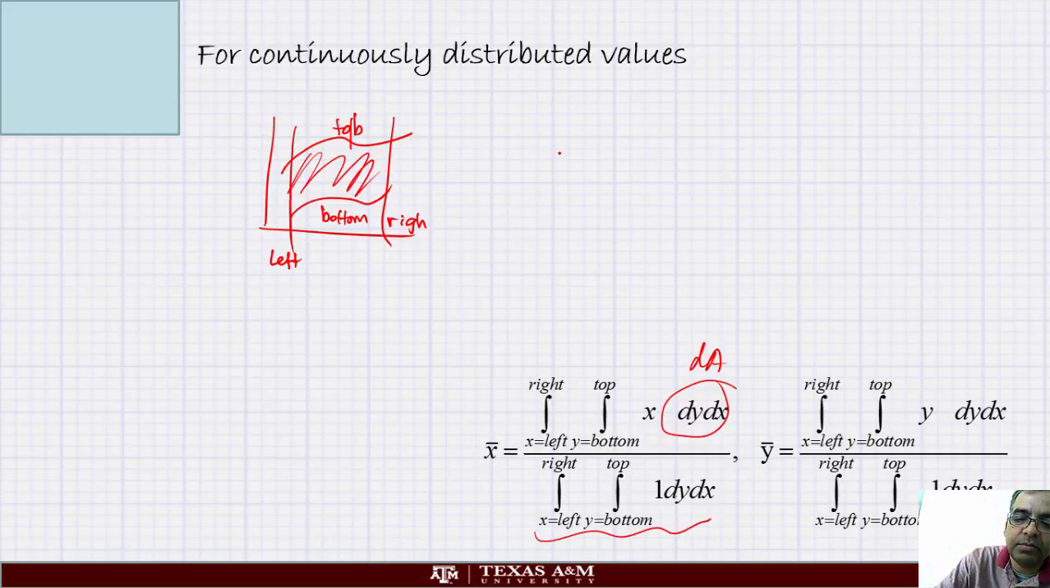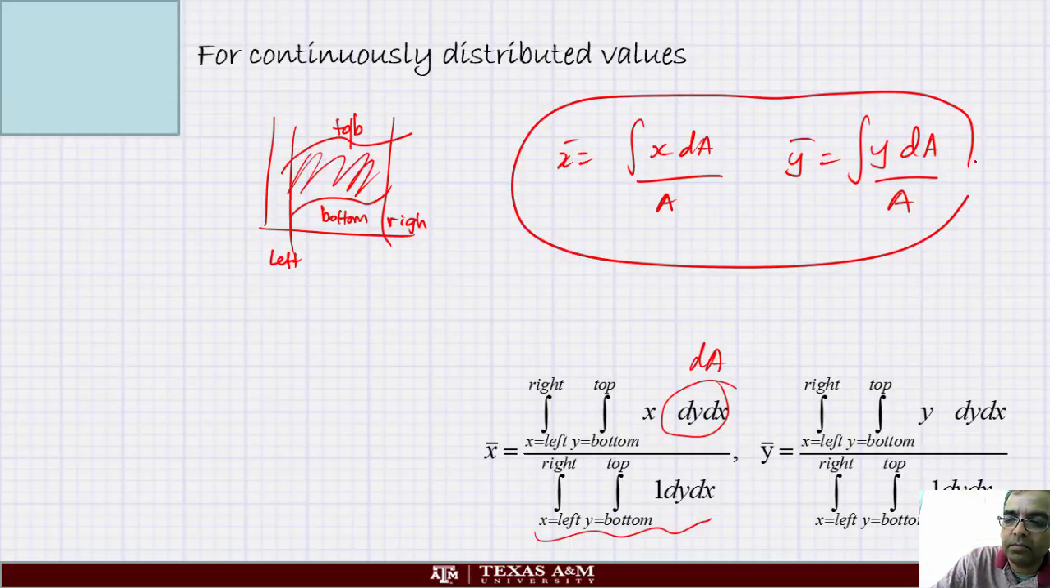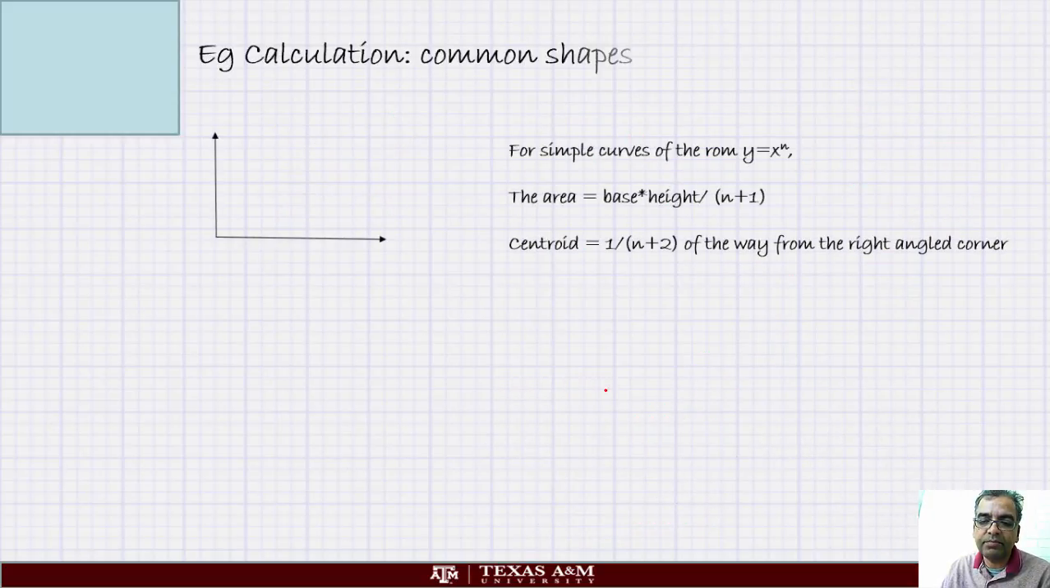So x bar equals integral x dA divided by area. Y bar equals integral y dA divided by area. The way we compute it is by using an iterated integral, that is dy dx. Notice I'm going to do it with respect to y first and then x because of the particular kind of problems we're going to do. Which one you do first depends upon what your left and right, top and bottom look like. Okay, now instead of wasting time, we'll just go ahead and try and get some of these things done.